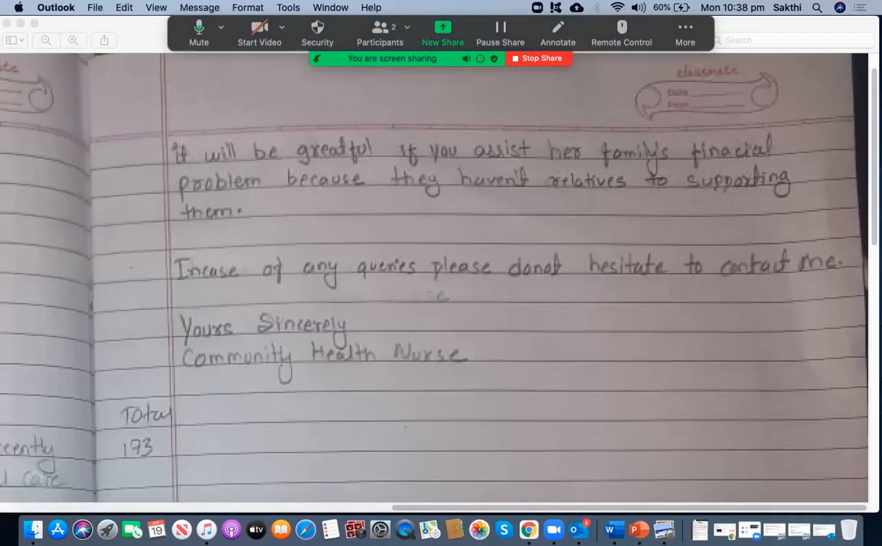All right. Let's go to the next one. If you assist her family financial problem. No. If you assist her in family's financial problem because they haven't relatives. No, that's wrong. Okay. Let's go through them one by one. It would be grateful if you could assist her to overcome their financial problems.